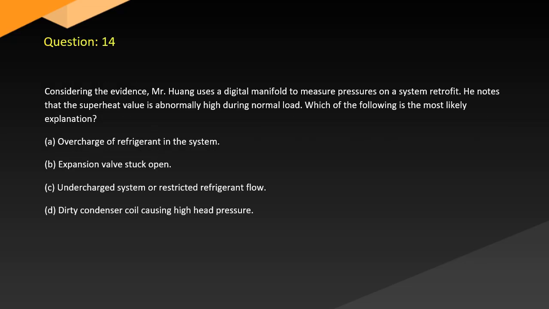Question 14. Considering the evidence, as Huang uses a digital manifold to measure pressures on a system retrofit, he notes that the superheat value is abnormally high during normal load. Which of the following is the most likely explanation? A. Overcharge of refrigerant in the system. B. Expansion valve stuck open. C. Undercharged system or restricted refrigerant flow. D. Dirty condenser coil causing high head pressure.